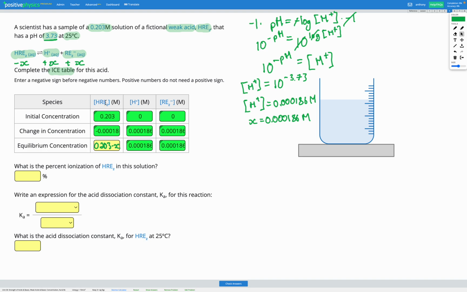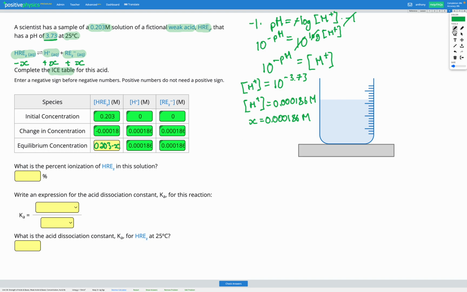Now for the equilibrium concentration of HRE2, we can see that our x is much smaller than our initial concentration. So actually we can just ignore that negative x. We're using the small x approximation, which basically says that if x is small enough, it doesn't make any difference when it's added to a larger value.